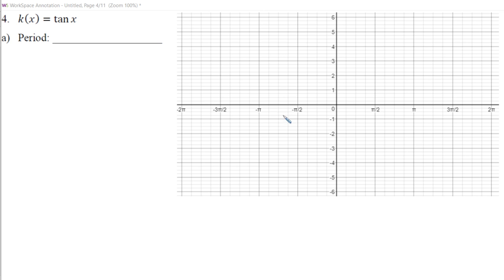Okay, this is number 4 on your study guide. We're not going to answer the period question. We're just going to strictly graph these. So remember, when we're graphing tangent, cotangent, secant, and cosecant, we're going to need to graph our 4 corners.